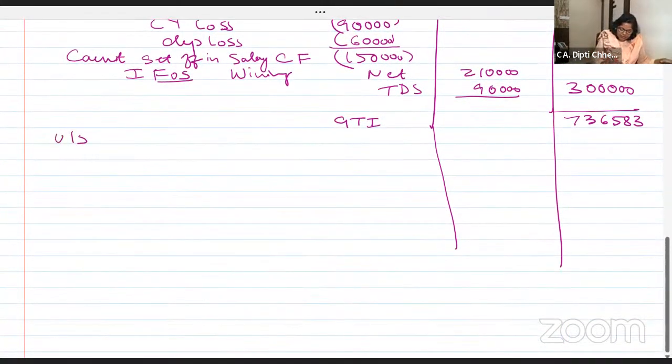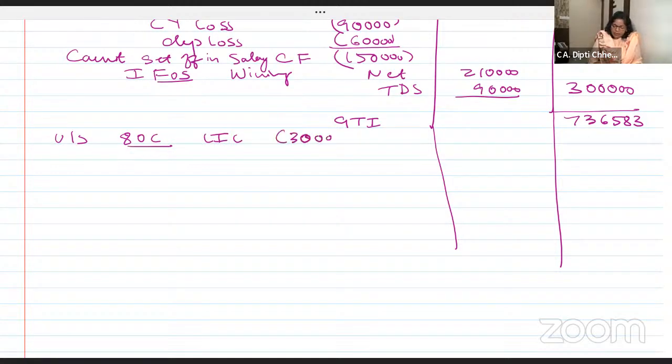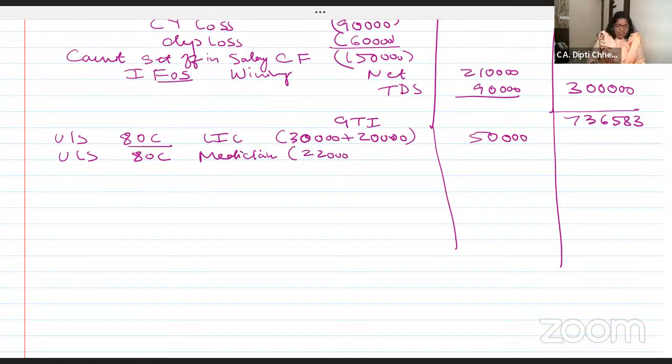Now the crucial part for which I shifted to the notebook. Deduction under 80C. LIC is paid for self, I mean say son, 30,000 and married daughter 20,000, total 50,000, upper limit is 1,50,000 for LIC. Under section 80D, Mediclaim. Mediclaim, khud ke liye 22,000 paid by cheque hai, to bilkul allowed rahega, cash hai to nahi hoga, and 26,000 is for mother, so 48,000.